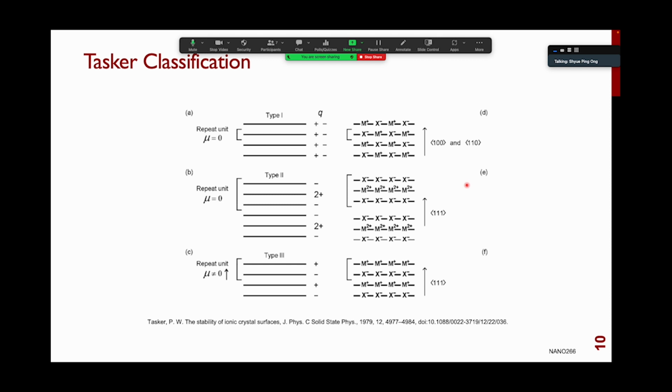Now, the third type of surface is, yep, Ayush, why don't you go ahead? What's your question?